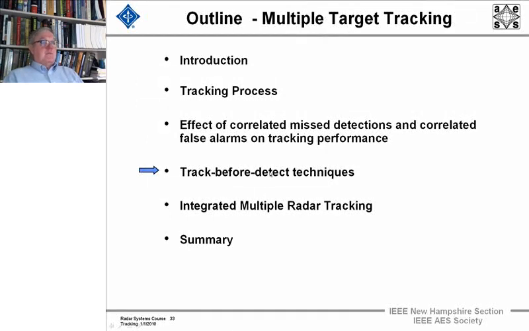Now we're going to move on to track before detect techniques. It sounds a little weird that you're going to track the aircraft before you detect it. What we're going to do is detect an awful lot of data, and then see if all that data from many, many scans will allow us to crunch and find with hypothesis testing a clean target which has consistent range, azimuth, Doppler as a function of time to form a clean track. And you have to do that many, many times.